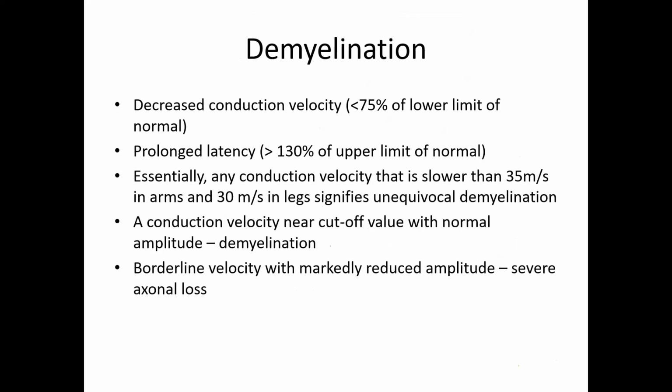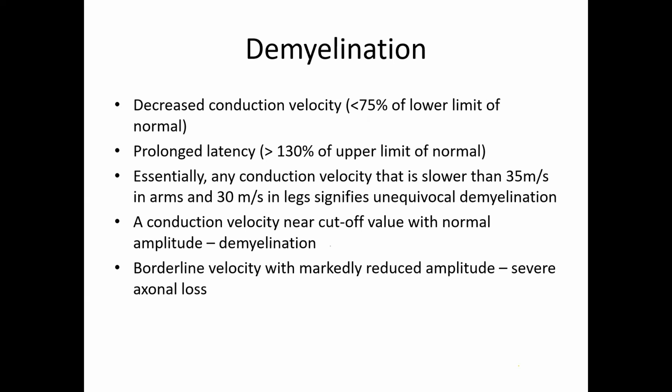Okay. So what is demyelination? What happens in demyelination? Conduction velocity decreases, distal latency increases, saltatory conduction is affected, latency is prolonged, and conduction velocity slows. And what happens to the amplitude? It can remain normal, or it can drop significantly, more than 50%. So a decreased conduction velocity, less than 75% of the lower limit of normal, and prolonged latency, more than 130% of the upper limit of normal.